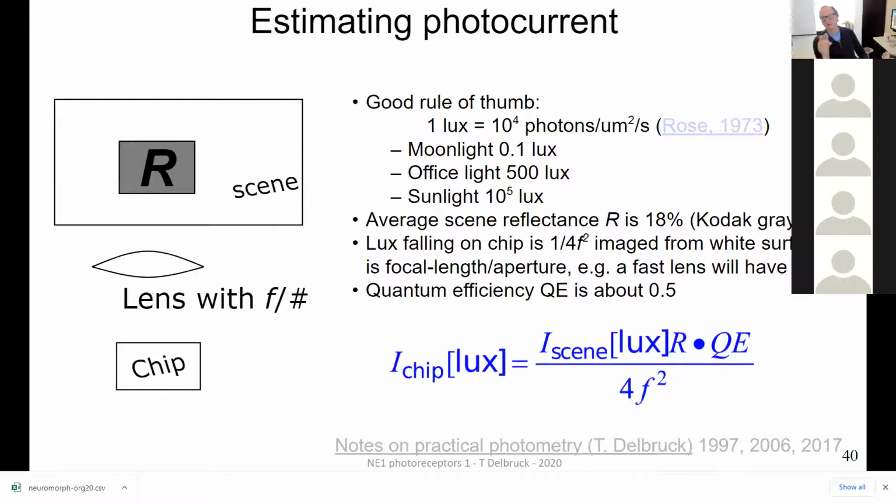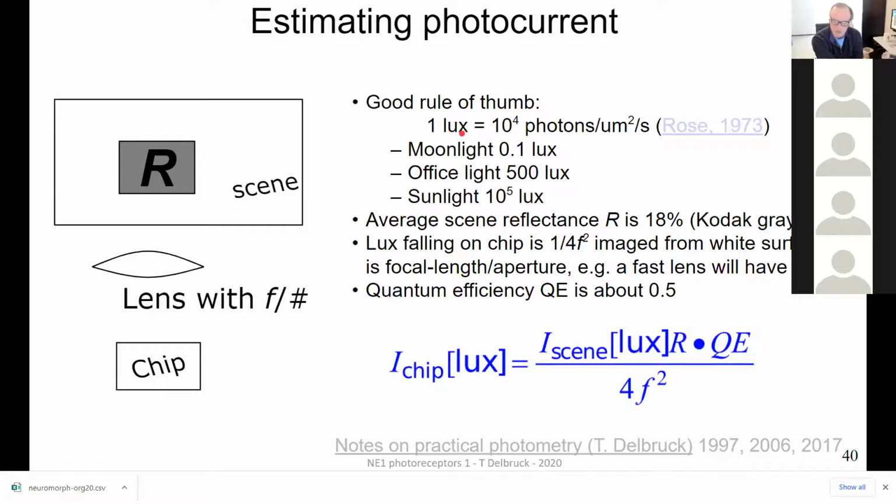Okay, so the last thing I want to show you about this stuff is how you actually estimate photocurrent. So suppose I tell you that the scene your camera is going to look at has a scene illumination of 10 lux. How much light is going to shine onto your pixel? A good rule of thumb is that 1 lux shining onto a surface is about 10,000 photons per square micron per second. And if you're interested, look at this beautiful book from Al Rose, who was at RCA and wrote this beautiful book about vision, human and electronic. I like this book so much that I scanned a bunch of pages from it, and you can get to them from the link there.